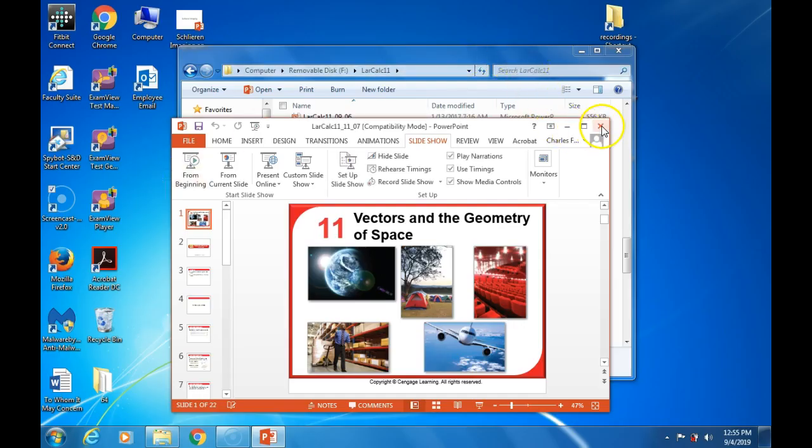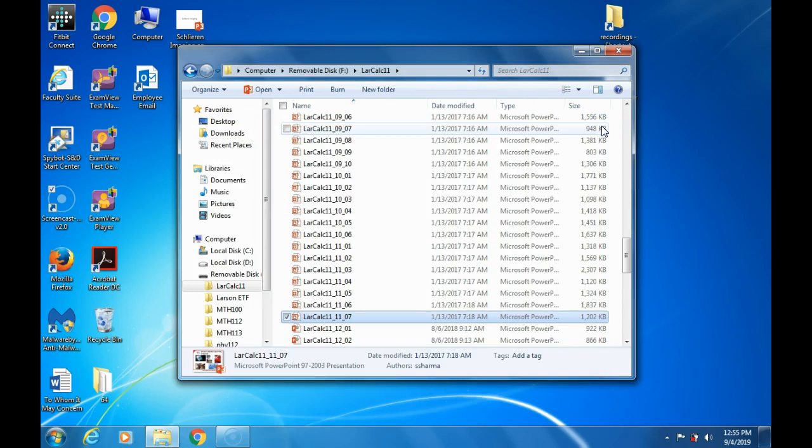So that does it for chapter 11. All you're responsible for is 11.6. I did want to show you 11.7, and y'all wanted to see some of 11.5, so we've been through that. Now let's move to chapter 12.